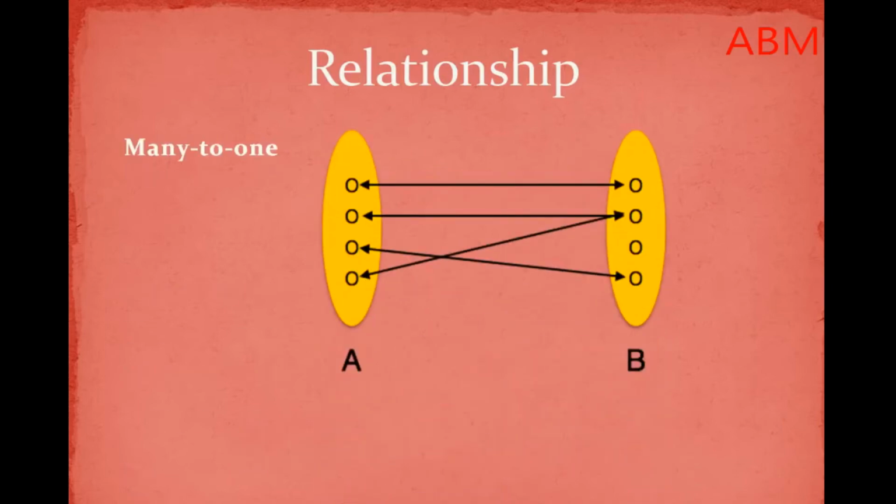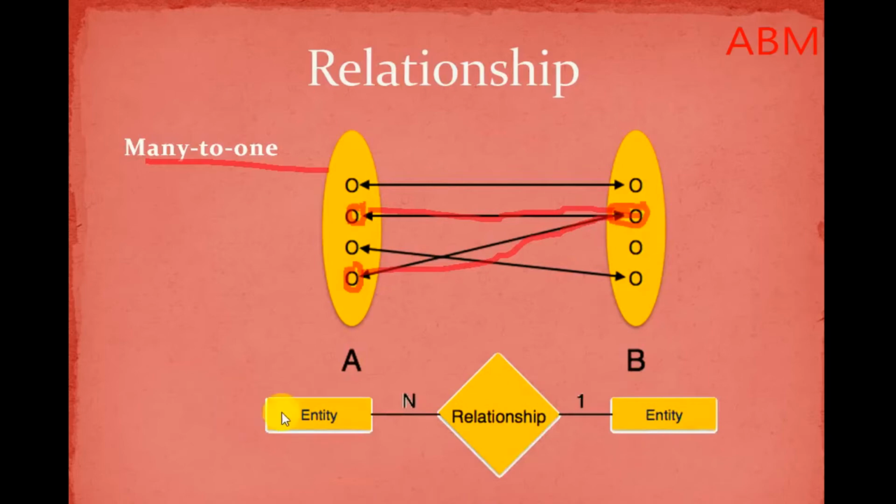Many-to-one relationship. Here you can see that these instances are making a relationship with only one instance of the entity B, and we can take the example of employee and department. Many employees work at one department.